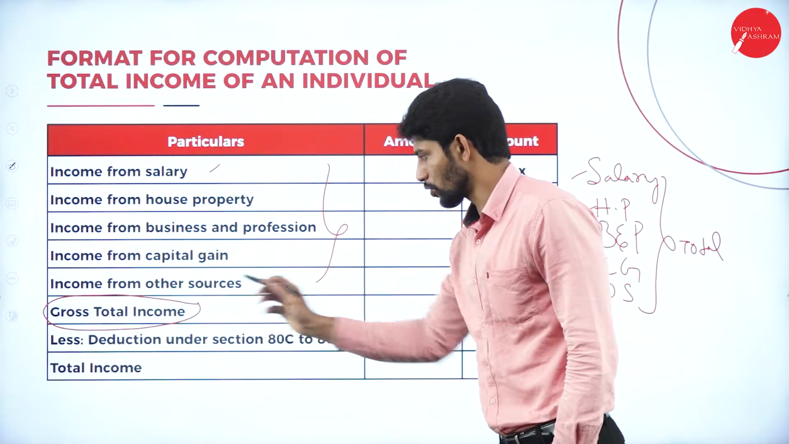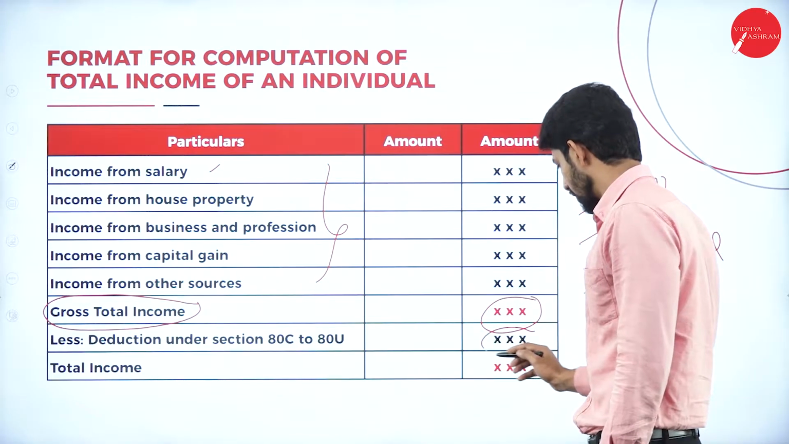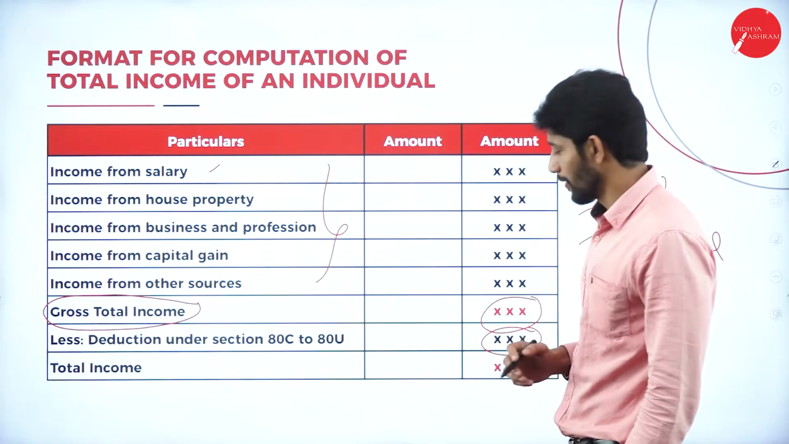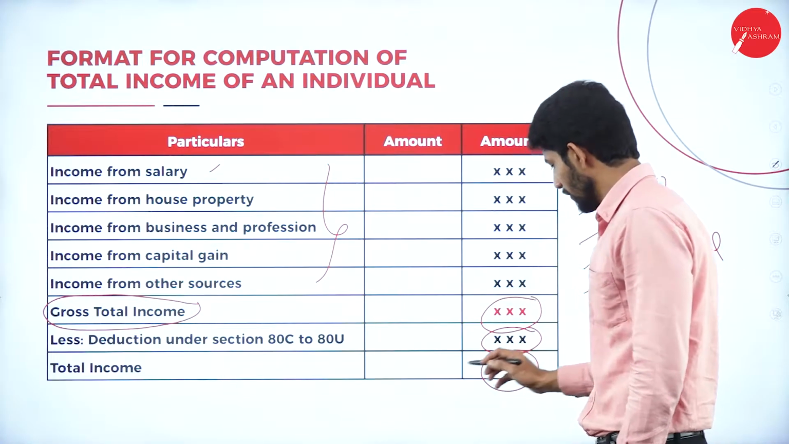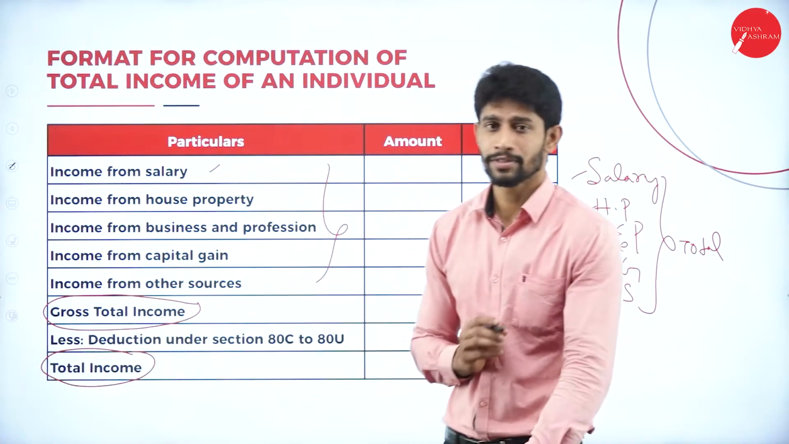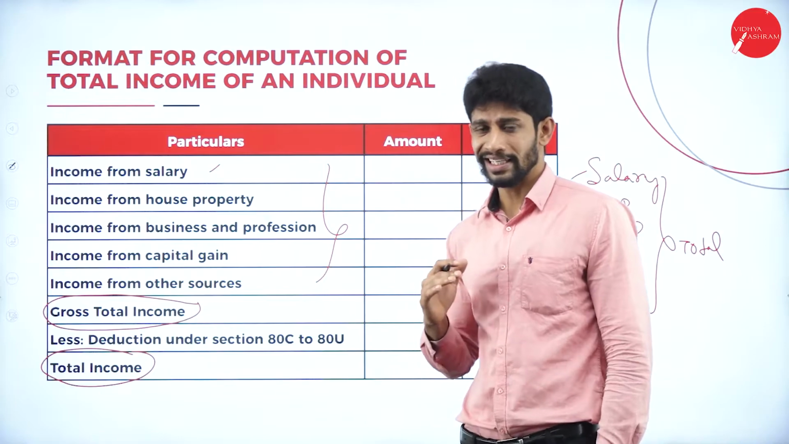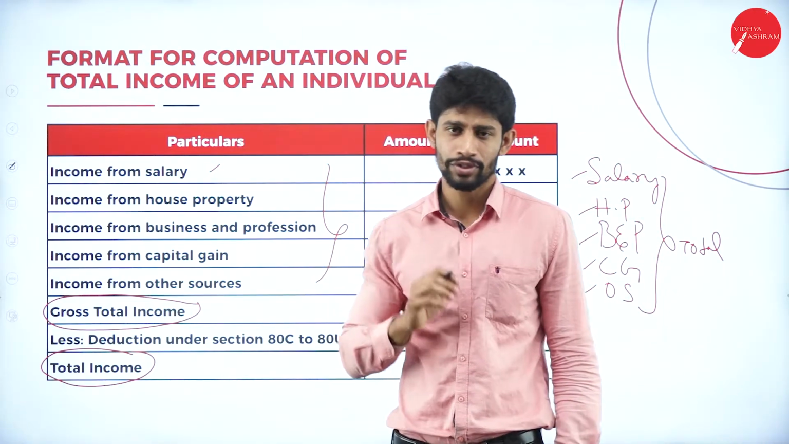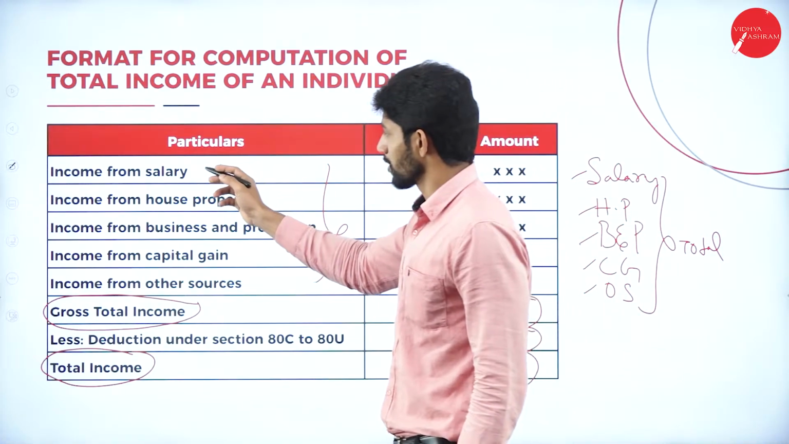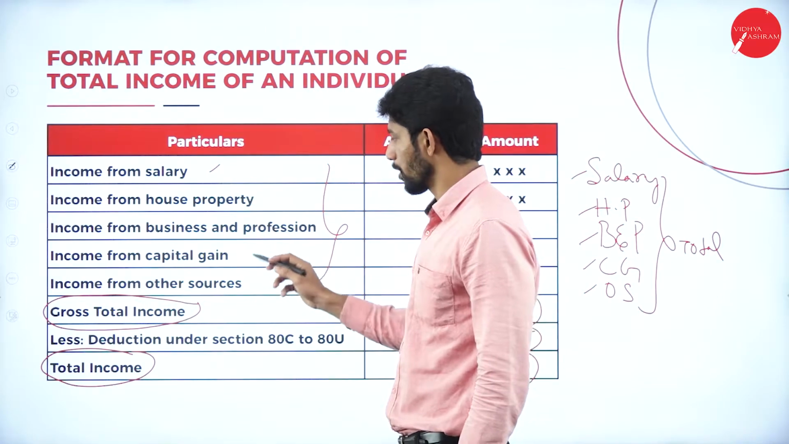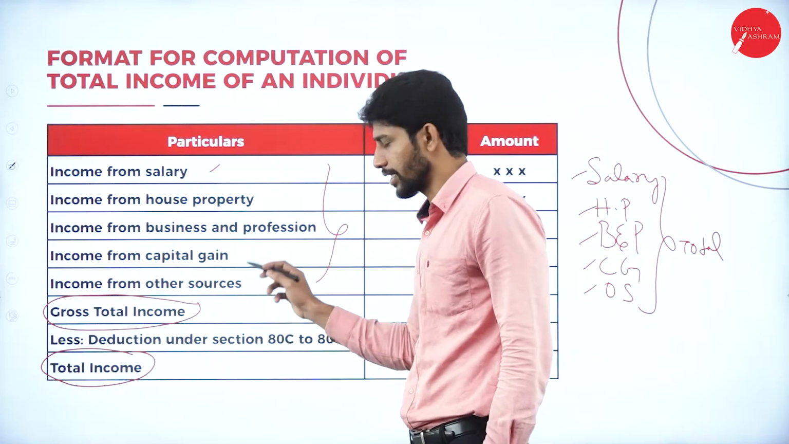So from gross total income, if you deduct the deductions under section 80C to 80U, you'll get some balance. What is that balance called? That balance is called total income. So it is very easy to find out the total income of an individual. How? We just add all 5 heads of income, that is income from salary, house property, business and profession, capital gain, and other sources.